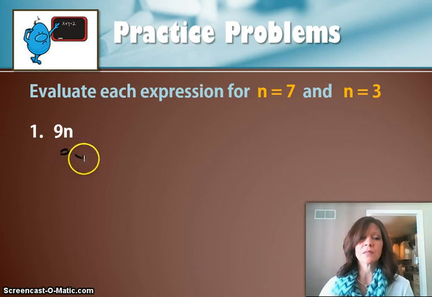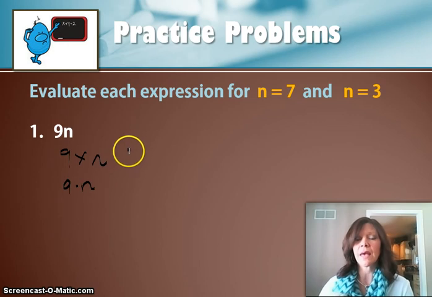Just like this means to multiply, or this means to multiply, right next to it means to multiply. So I want you in your notebook to solve for n equals 7 and n equals 3. Do that in your spiral. Pause the video, and when you're ready, start again, and we'll see how well you did.